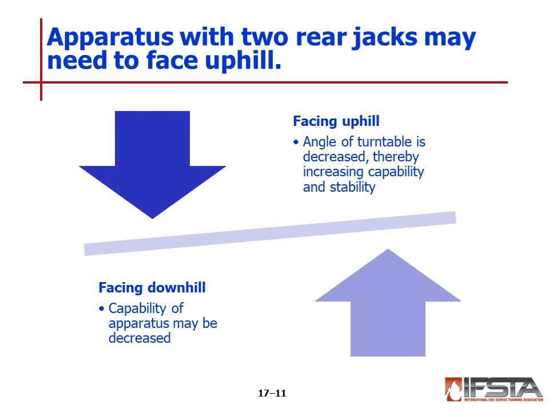Depending on operational capabilities of the apparatus and severity of the grade, apparatus with two rear jacks may need to face uphill. By facing uphill, the angle of the turntable is decreased, thereby increasing capability and stability. If the apparatus is facing downhill, capability of the apparatus is decreased.